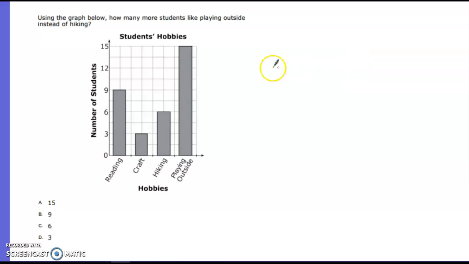Alright guys, we're going to do this one together too. So using the graph, how many more students like playing outside instead of hiking? Okay, so student hobbies, here's how many students like them, and here's all the different hobbies: reading, craft, hiking, and playing outside. So here's playing outside, and here's hiking. Playing outside, there's more people that liked it. There were 15 people that liked playing outside, but there were only 6 people that liked hiking.